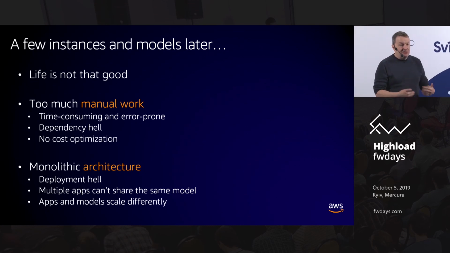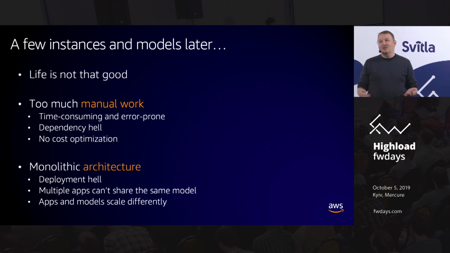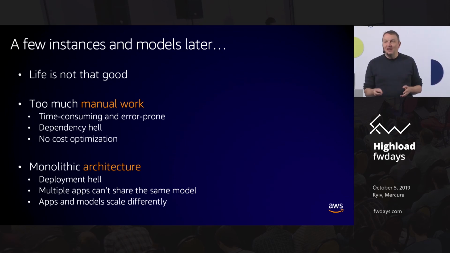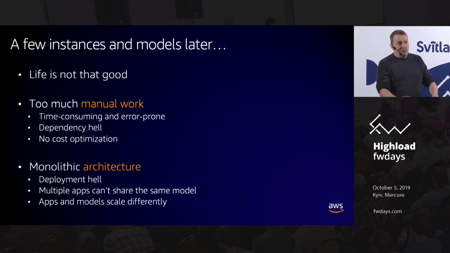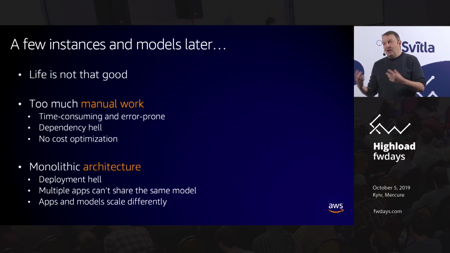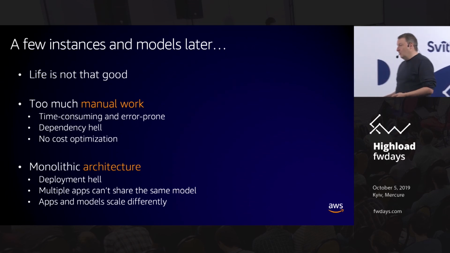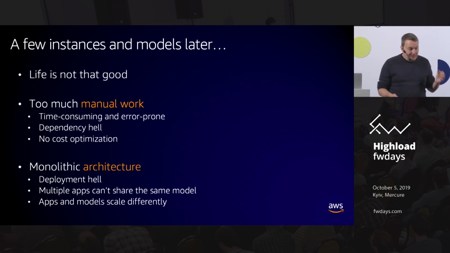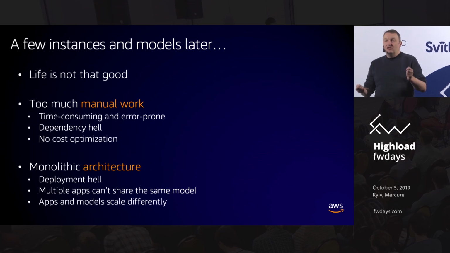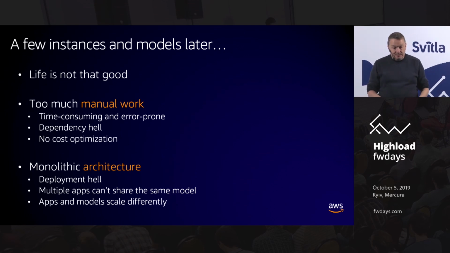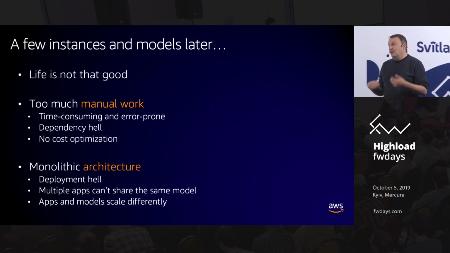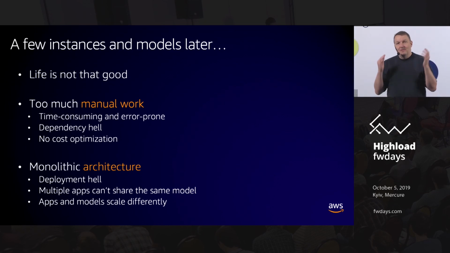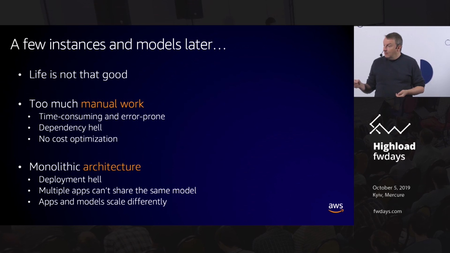And of course, after a few instances and a few models, problems start to arise. Life is not that good anymore, because you keep doing that manual work of starting instances, deploying your app, debugging, etc. So it's time-consuming. It's not what we like doing. And of course, the monolithic architecture is just painful, because it means every time you update the model, every time you retrain the model, you have to deploy the app again. You can't share models. You can't scale them properly. I mean, same old, right?